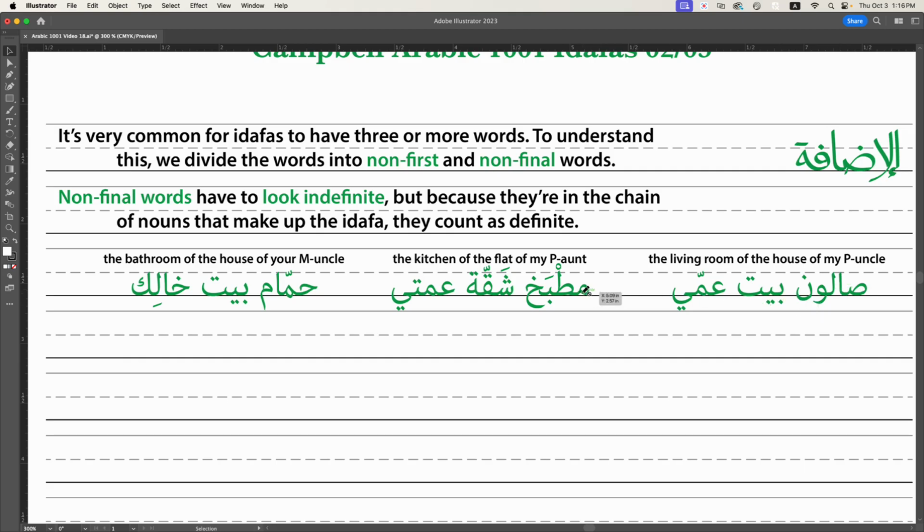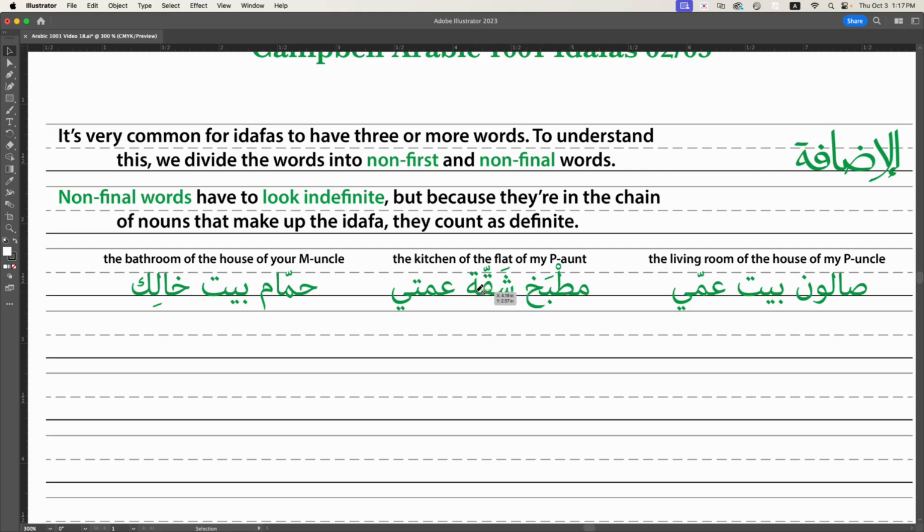Or we could say matbakh shaqqat ammati. So a shaqqat is an apartment, a flat I'm going to call it here because it's easier to type, and plus it sounds posher. So shaqqat ammati. Now we have shaqqa, but we've added ta marbuta and then turned it back into regular ta because we want to put a damir or possessive pronoun on the end. So matbakh, the cooking place, literally the kitchen.